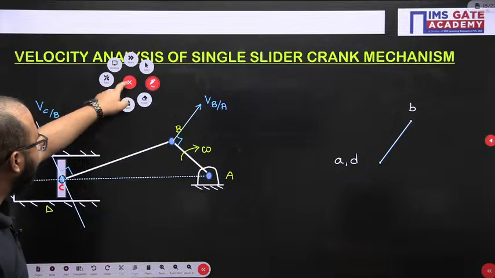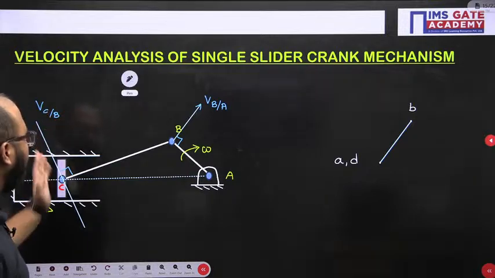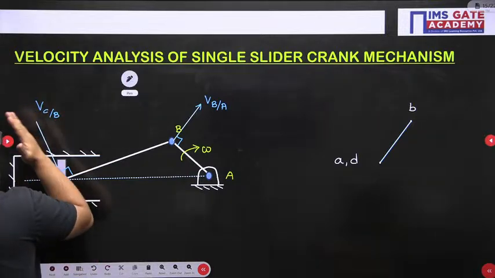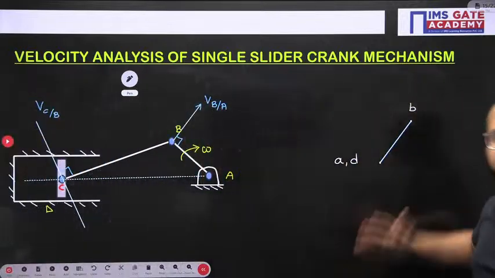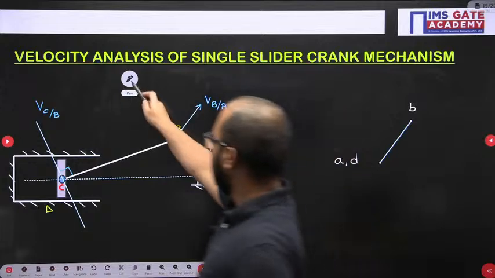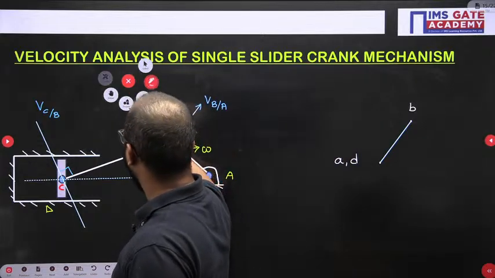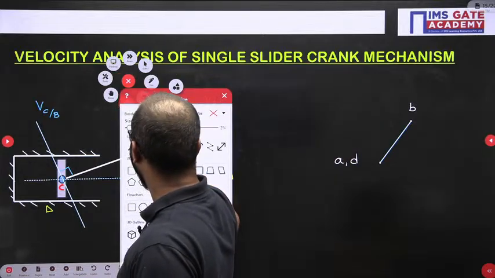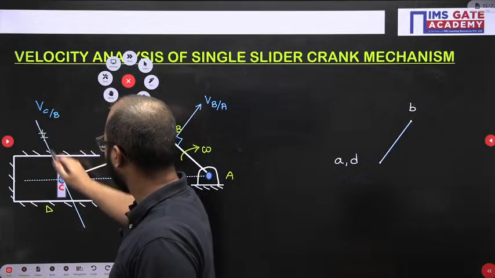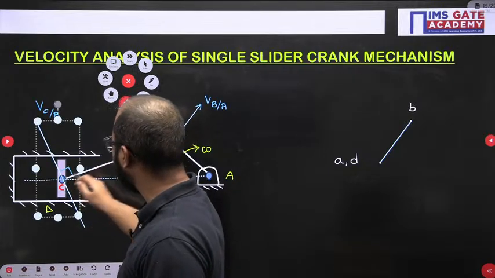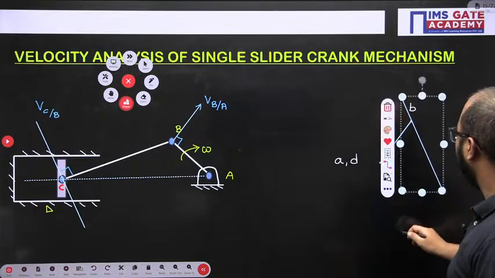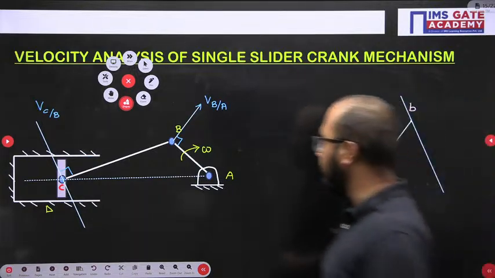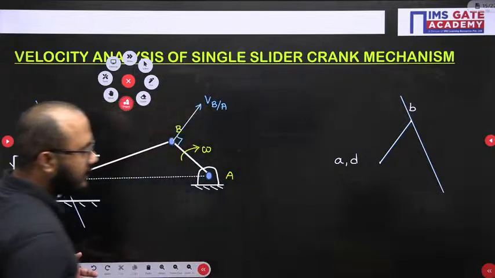Now the velocity vector of C with respect to B has this direction. We will take this direction and directly place it here. C with respect to B, this direction I have to take and directly place it here, because B is the reference point available. Now done.